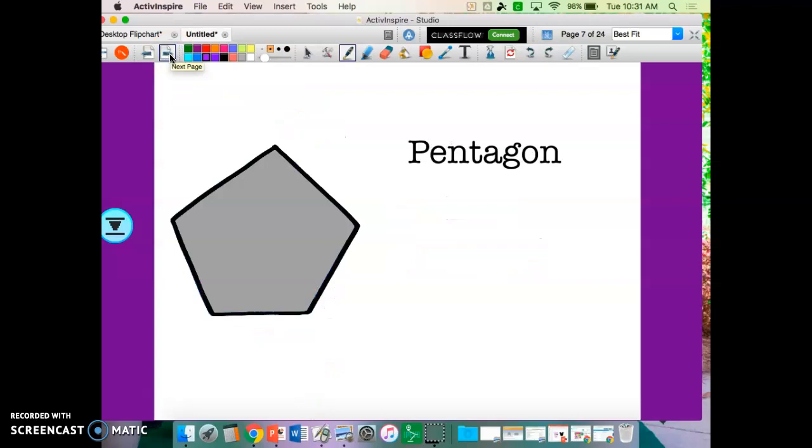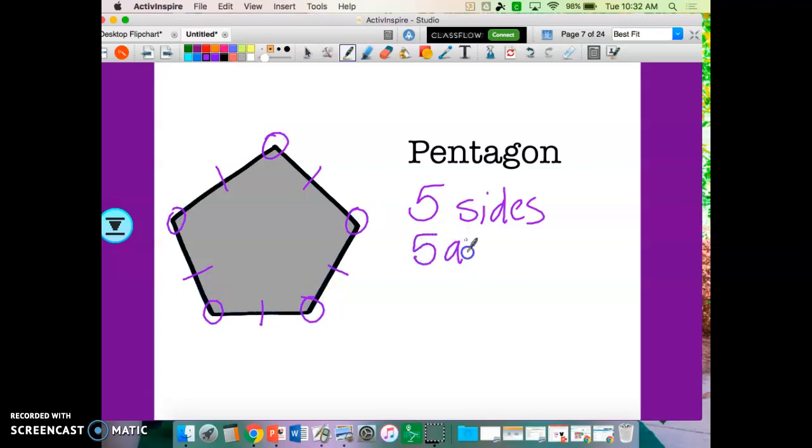We're going to skip our 4-sided shapes for now and move on to our pentagon. Our pentagon is our 5-sided shape. So it has 5 sides, and then it has 5 angles. And again, we talked about this could look different. It could look like this, and there again would have 5 sides and 5 angles. Or any other shape that you could come up with that would have 5 sides, 5 angles.